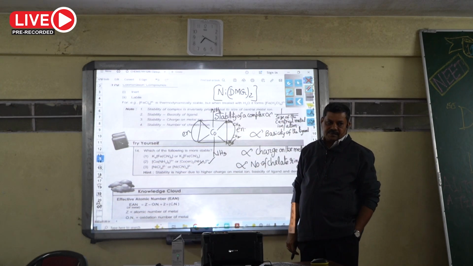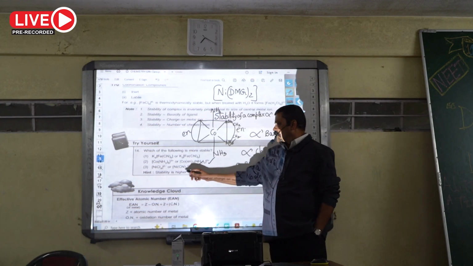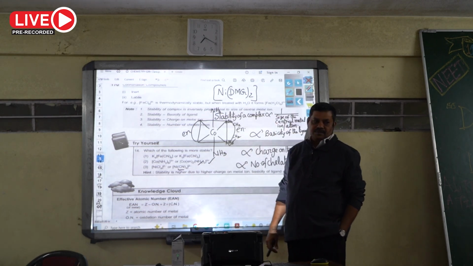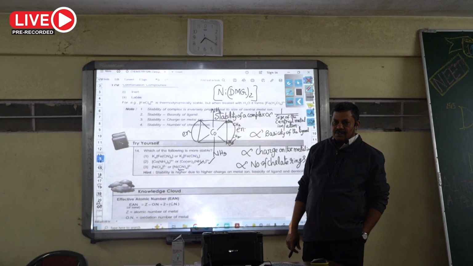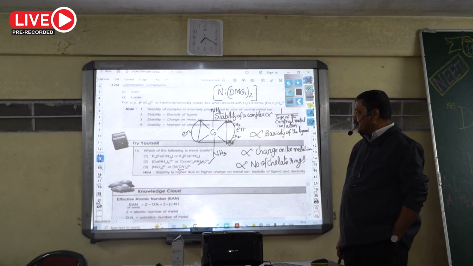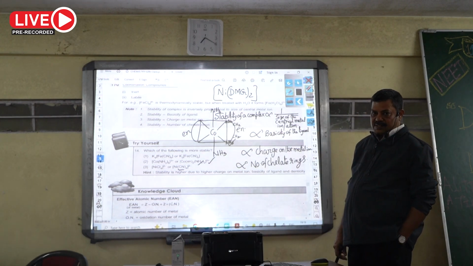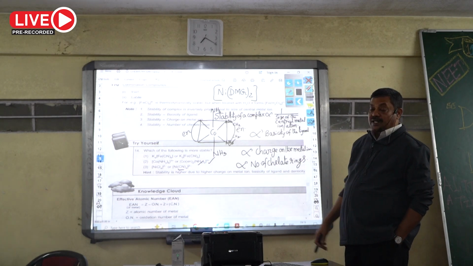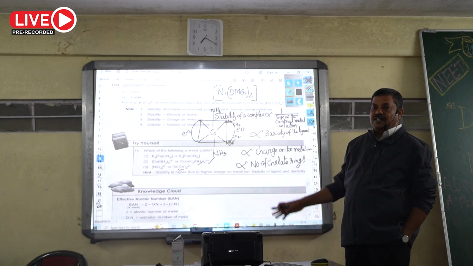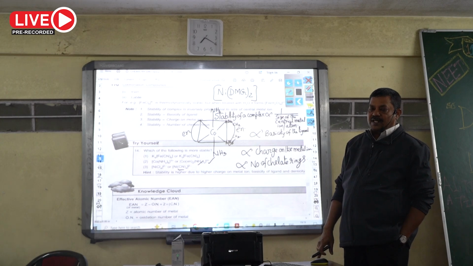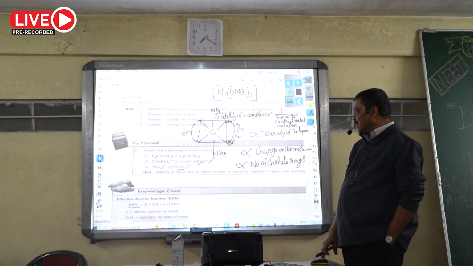Next one. So stronger the ligand, more the stability. So [Ni(CO)4] is more stable than [NiCl4]2- because Cl- is a weak ligand, CO is a strong ligand.